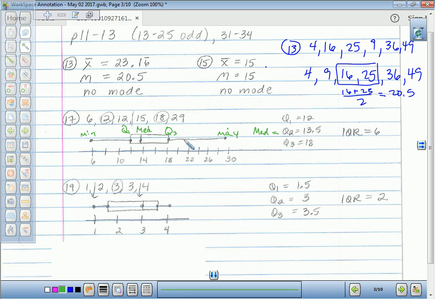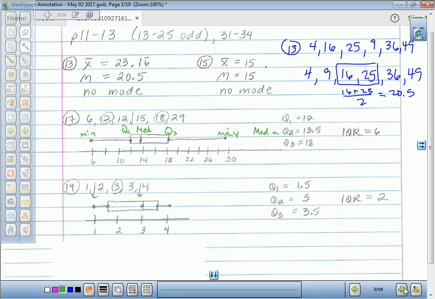Now we talked about in the past, you've done them by hand. I'm going to allow you to use your technology, and when you use your technology, it spits out the 5-number summary for you. It gives you each one of these pieces of data.